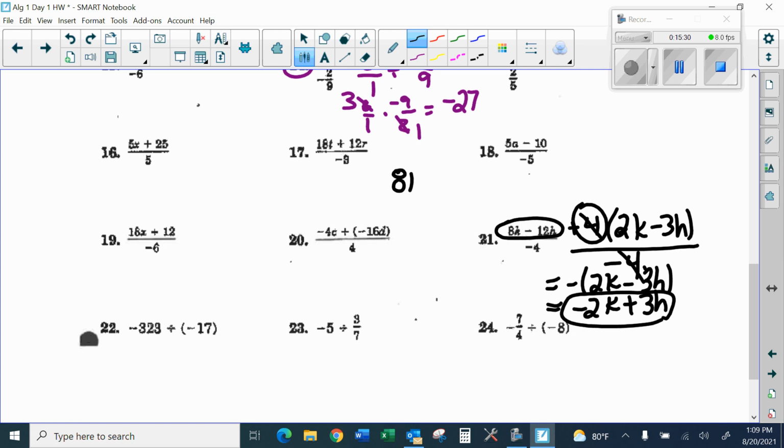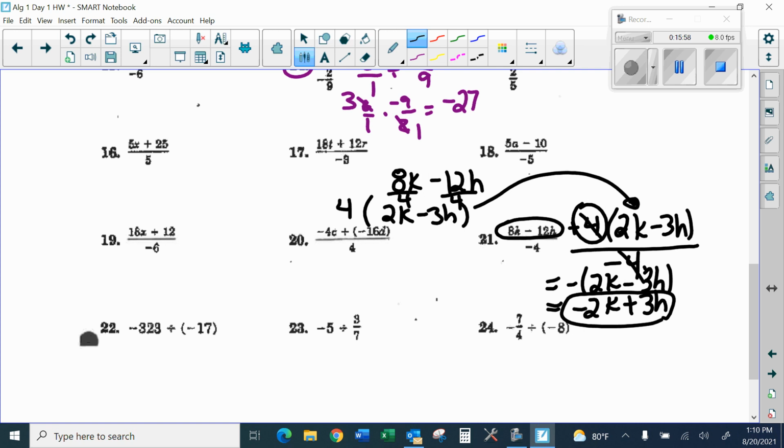So right at 8K minus 12H, I took out the 4. That means I divided each of these terms by 4 by taking that 4 out. 8 divided by 4 is 2K. Negative 12H divided by 4 is negative 3H. That's how I got that right there. Okay, factoring out. When you factor out, whatever you take out, you're dividing by each of the terms.